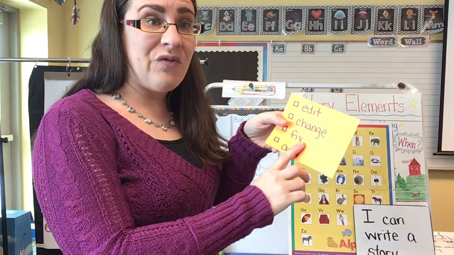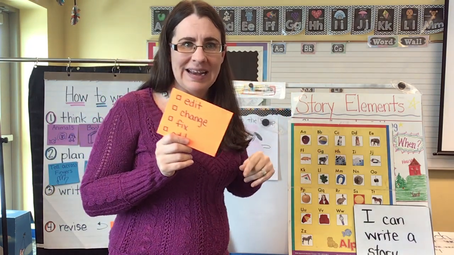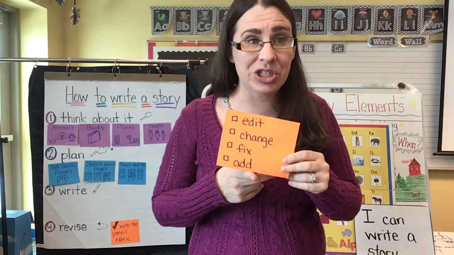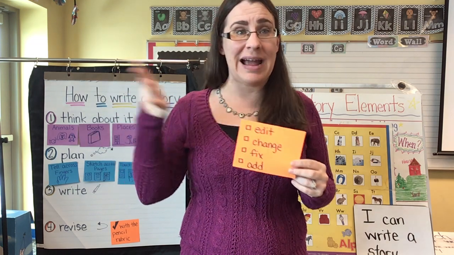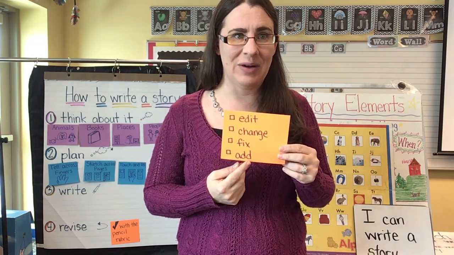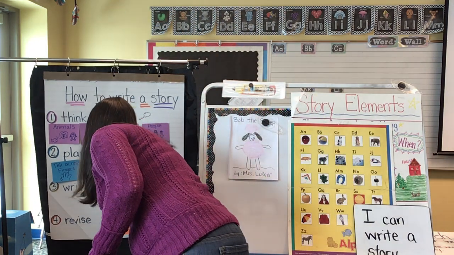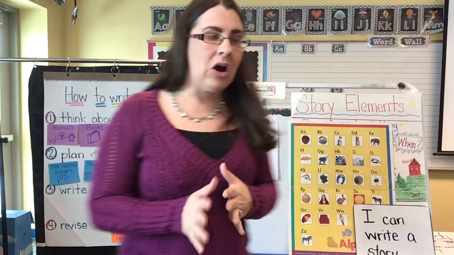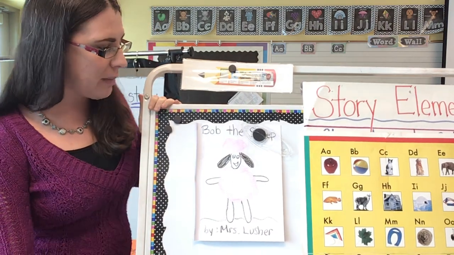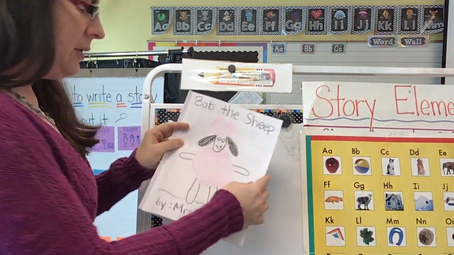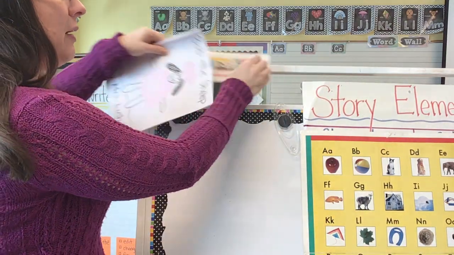If you see anything that needs fixed, like maybe you forgot your period, you could go back and add your period. If you're reading a page and you think, I need to add more detail, add more to my picture, or add another sentence, this is the day to do that, okay? So we're going to edit, change, fix, or add to our story during the revision process. All right, so of course, we are going to need the stories that we've been writing, and I am writing about Bob the sheep. So I'm going to look through my entire book, each page, using the pencil rubric.